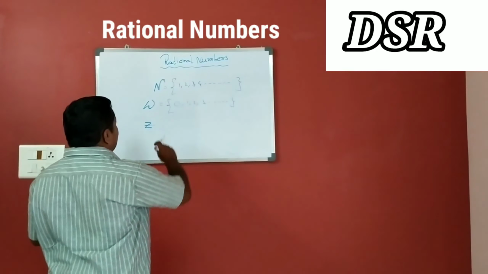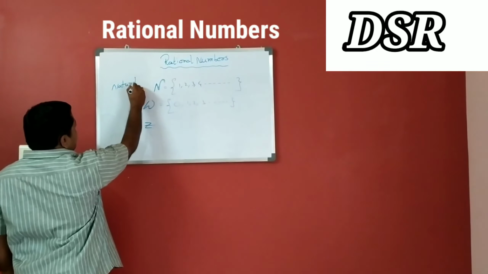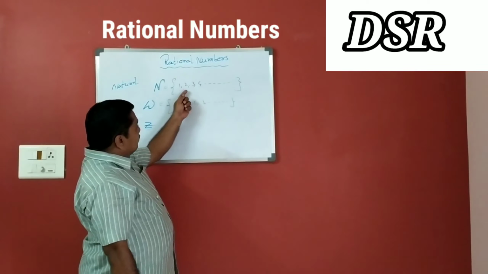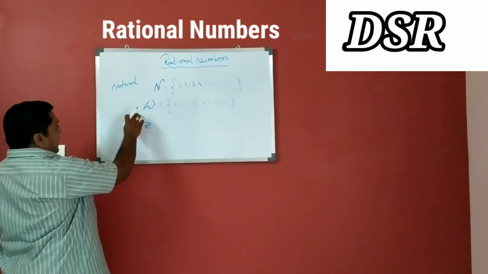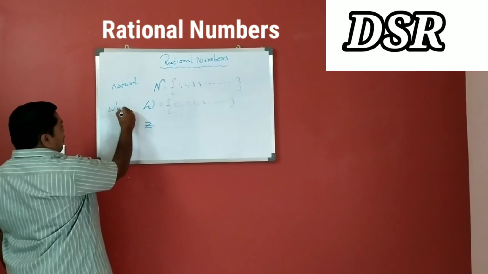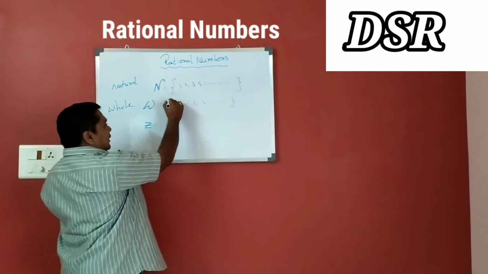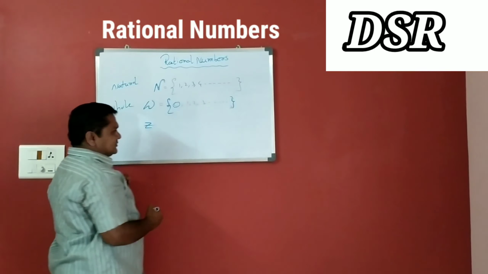Natural numbers are denoted by N, and they start with 1, 2, 3, 4, and so on. This is called a set of numbers. And the whole numbers are denoted by W. The whole numbers start with 0 and go on, another set of numbers.